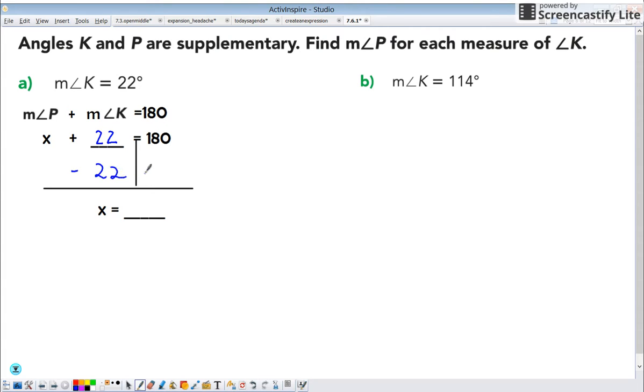Subtract 22 from both sides, and we're left with X on the left, and 180 minus 22 is going to give us 158 degrees, which means the measure of angle P is 158 degrees.